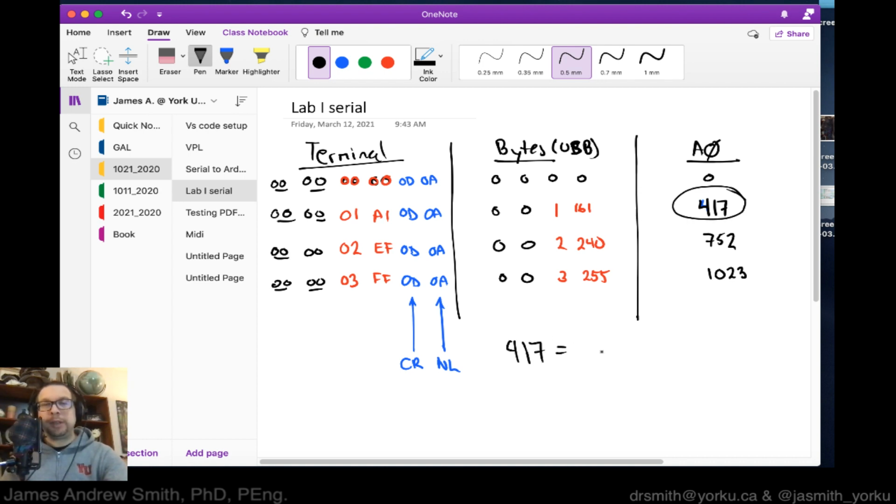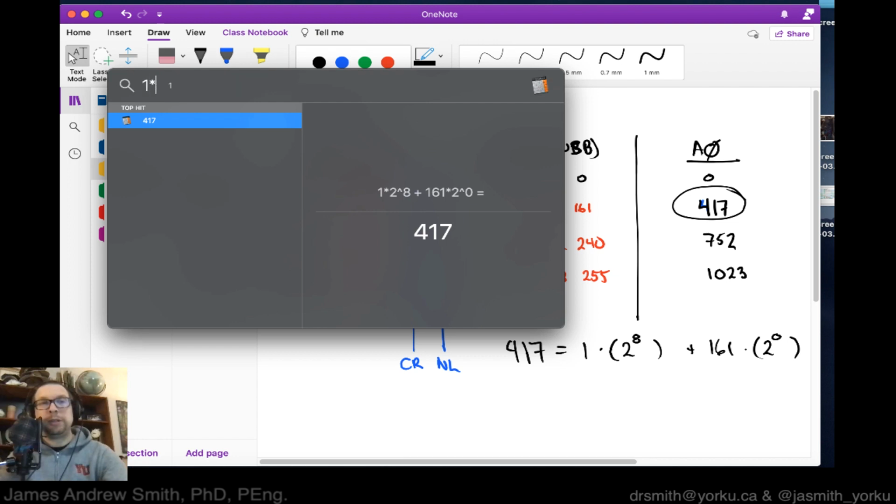Okay, so how do we get 417? 417 is equal to 1 multiplied by something plus 161 multiplied by something else. What is that something else? Well, 161 is multiplied by 2 to the power of 0. The 1 right here is 2 to the power of 8. So if we go 1 times 2 to the power of 8, which is 256, plus 161 multiplied by 2 to the power of 0, we get 417.